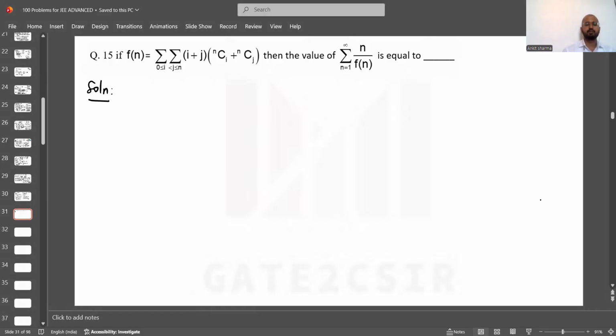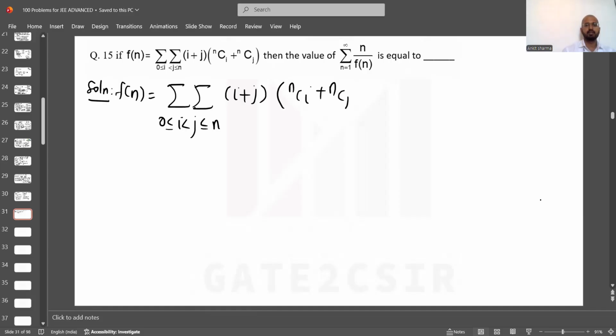So we now have a double sigma here, (i + j)(nCi + nCj). We want this f(n) basically. So I'll call this sum f(n) = double sigma over 0 <= i < j <= n of (i + j)(nCi + nCj). Since this is a restricted sum, we cannot think of interchanging i and j, otherwise this problem would be very simple.